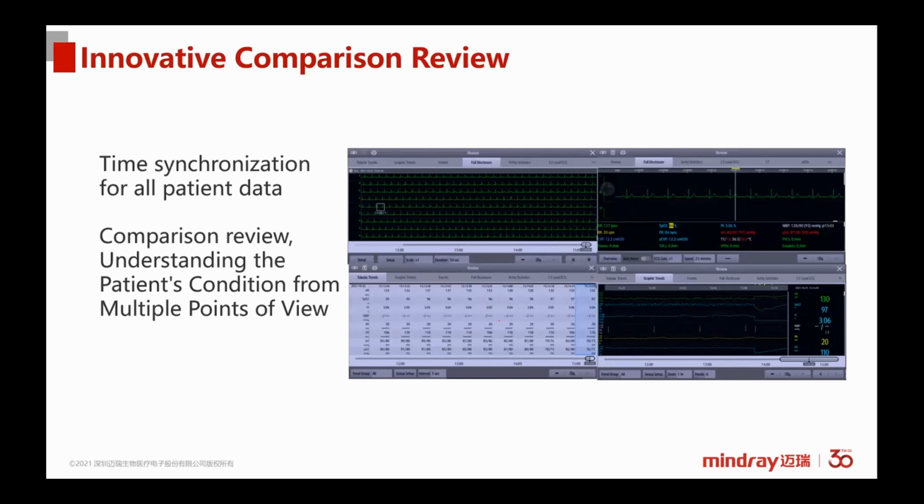Okay. Also, we have the innovation comparison function here. You can see that at the same time you can call up any 2 kinds of the review screen at the bedside and the review of the patient condition simultaneously, such as the alarm event and the full disclosure, or you use the full disclosure and the graphic trace. So the doctors can understand the change of the patient condition in the last 24 hours. You can compare with it.